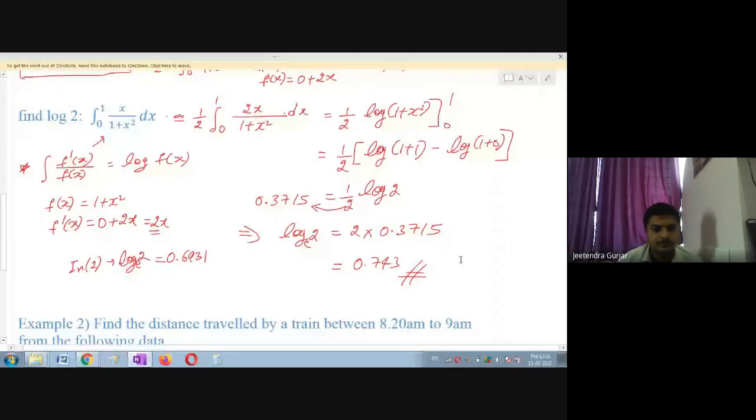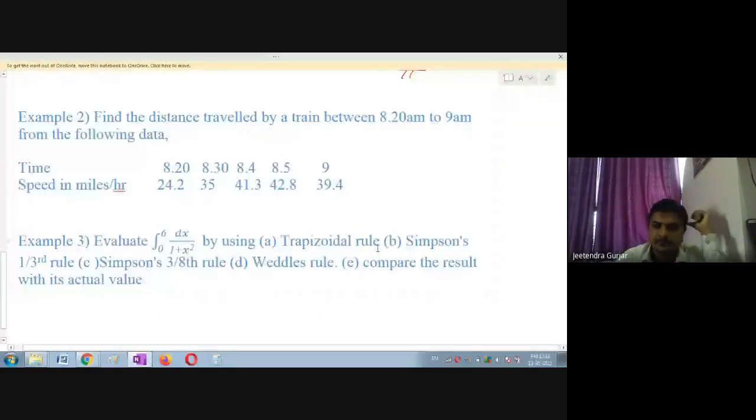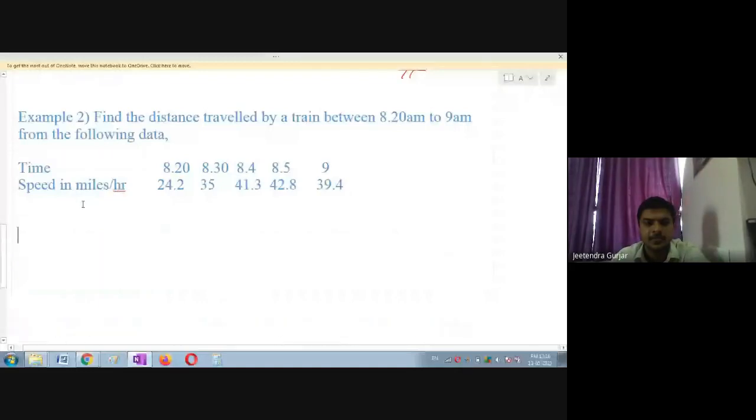Okay, so we'll move to the next example. Yes, find the distance traveled by a train between 8:20 a.m. to 9 a.m. from the following data. Okay, students, please simplify this. Okay, so here they have given some data they have given here already. We are going to simplify this problem.